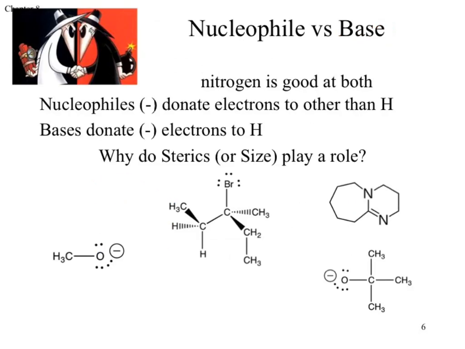Nucleophile versus base. Your nucleophiles donate electrons to anything other than hydrogen. Bases donate it specifically to hydrogen. What we're looking at is a steric or size role in this. If we look at a relatively small species, that small species can get in to attack atoms that are typically buried inside the structure because there isn't a whole lot of electron repulsion. So the smaller our species is, the better it will act as a nucleophile.